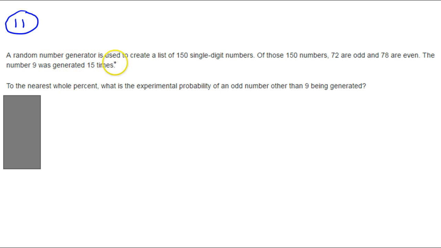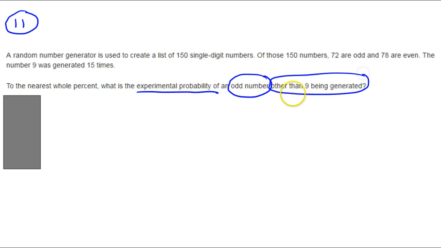A random number generator is used to create a list of 150 single-digit numbers. Of those 150 numbers, 72 are odd and 78 are even. The number 9 was generated 15 times. To the nearest whole percent, what is the experimental probability of an odd number other than 9? An odd number other than 9.